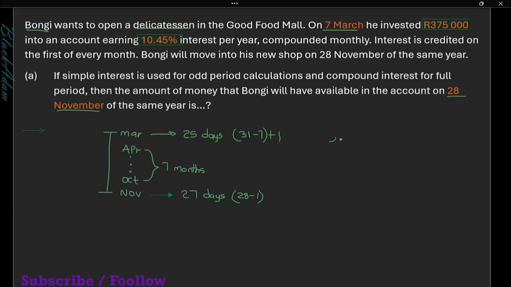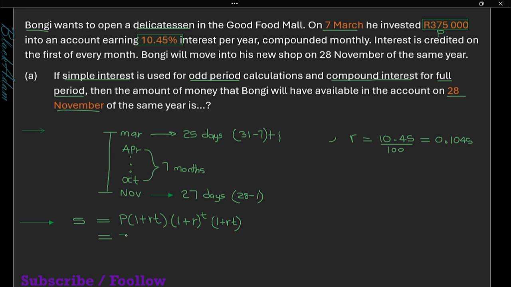Now the rate is 10.45%, so 10.45 divided by 100 gives us 0.1045. From there we use the equation for the maturity amount. The first part is simple interest, which is the principal times 1 plus RT. The second part, from April to October, is compound interest. And the last one is also simple interest.